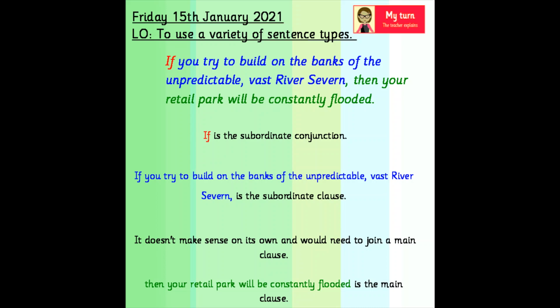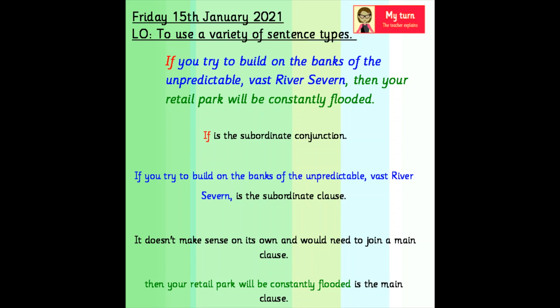Let's take a look at some steps to success about how to write an if-then sentence. I've taken one of the sentences here from our waggle letter that we've just looked at on the previous page. Now, the if-then sentence must start with if, and if is the subordinate conjunction. We've had a little look at subordinate conjunctions in school. Can you remember what that is?